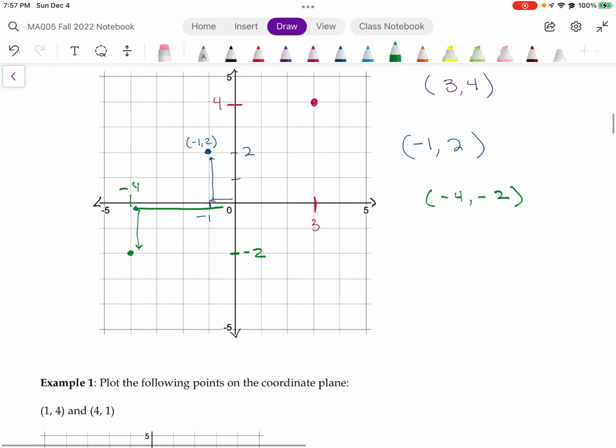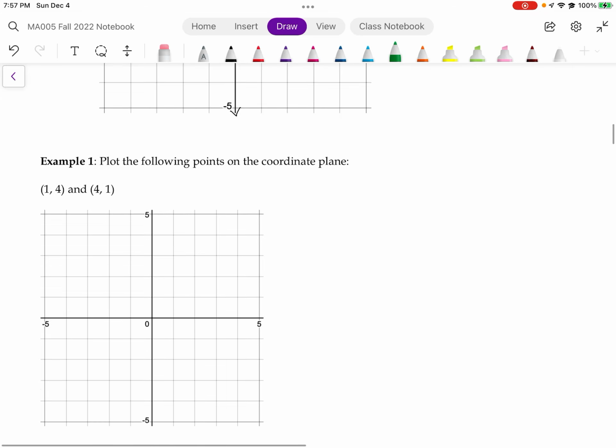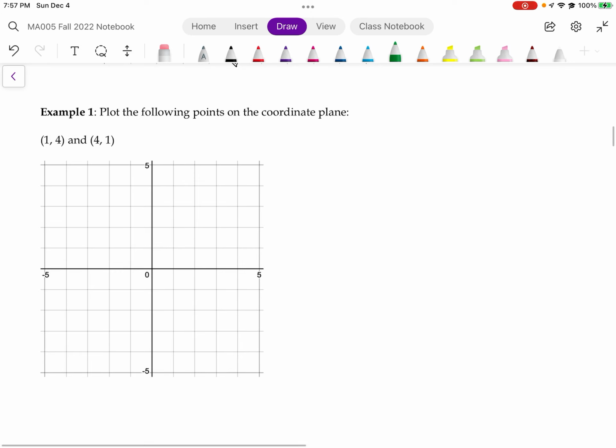All right, so we're going to get lots of practice with this, but you try plotting the following points on the coordinate plane. Pause the video and give it a try.